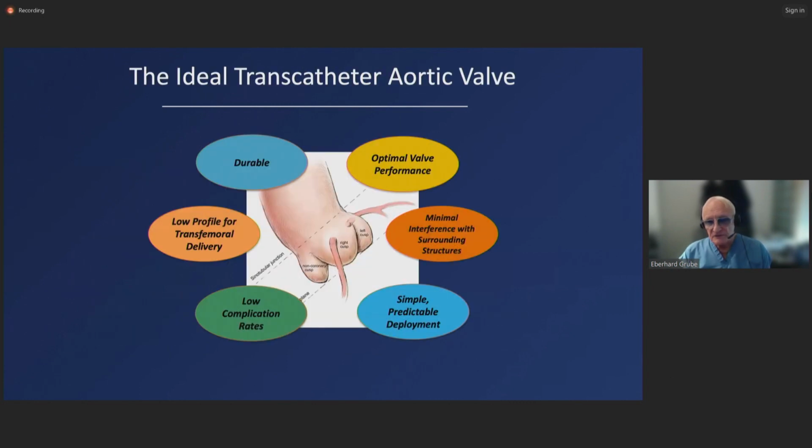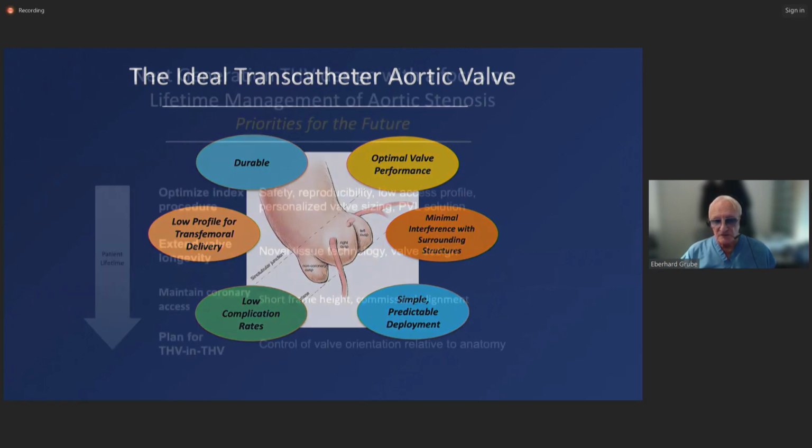And the ideal transcatheter aortic valve, we all know, doesn't exist at this point in time. We believe it should be durable. It should have a low profile for transfemoral delivery, obviously low complication rates. There should be a simple and predictable deployment, good valve performance, and obviously also minimal interference with surrounding structures.